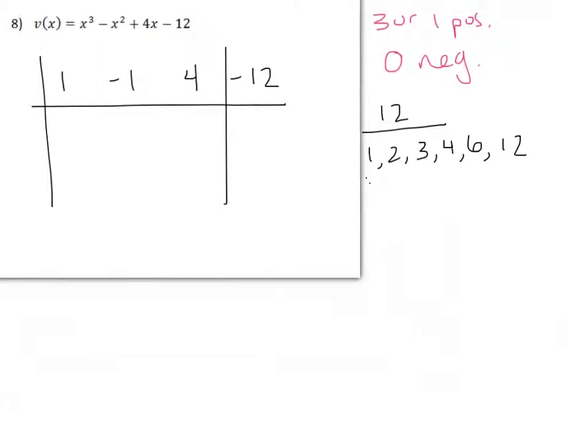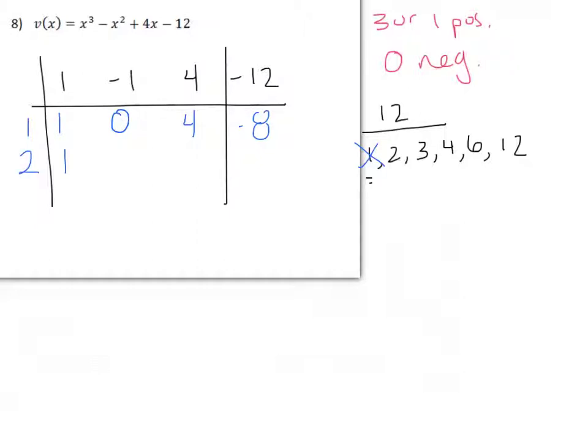So we'll start here at 1. Drop 1 down. 1 times 1 is 1, plus negative 1 is 0. 0 times 1 is 0, plus 4 is 4. 4 times 1 is 4, plus negative 12 is negative 8. So that one did not work. So 1 is not one of our solutions. So now we'll try 2.